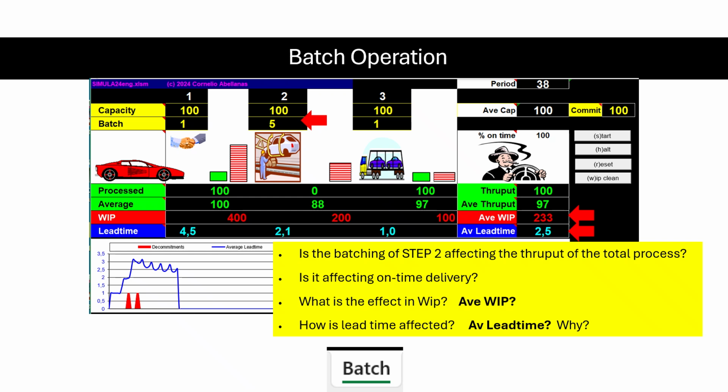Set up. Halt simulation. Reset. Clear WIP. Set step 2 batch to 5. Start simulation. Questions. Is the batching of step 2 affecting the throughput of the total process?